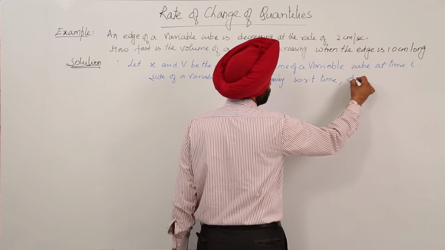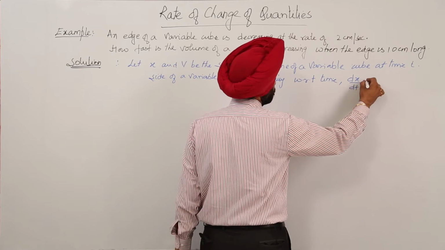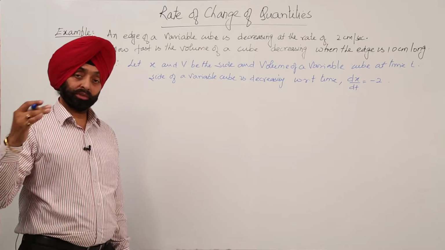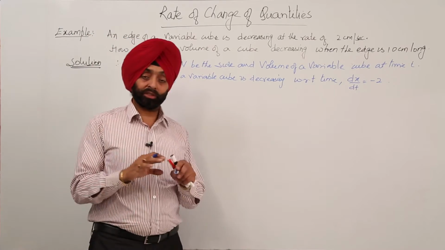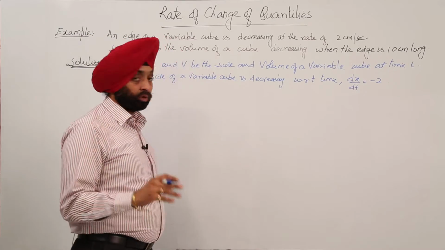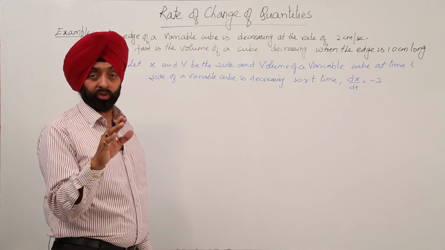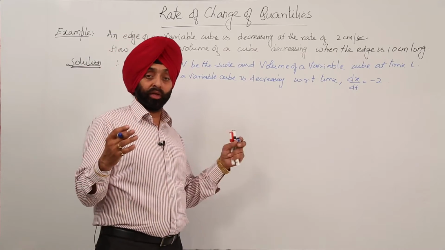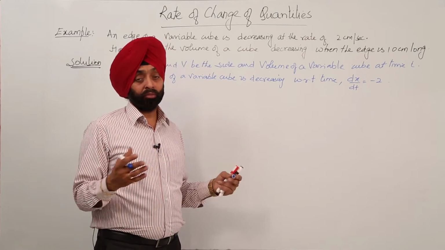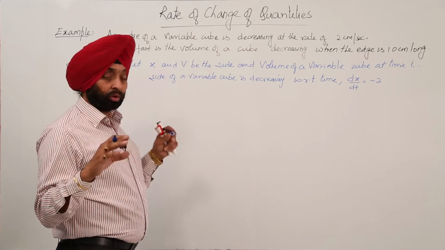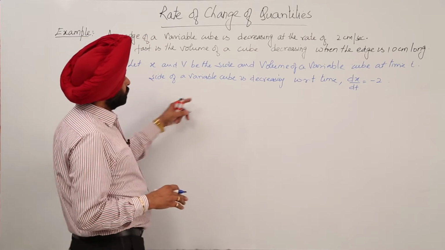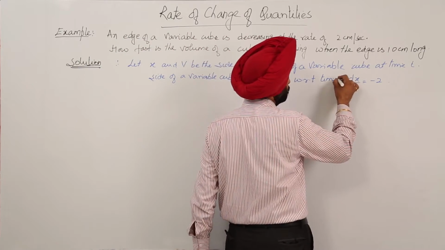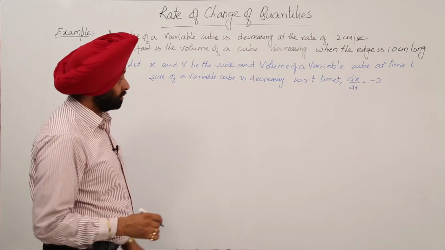Therefore, we can write dx by dt is equal to negative of 2. Now, negative of 2 means the side is decreasing, or you can just write 2. It hardly matters, because the negative is not a participation in the question. If right in the beginning we are taking negative, at the end also it will become negative only. So I will just solve that also. Now, the side of a variable cube is decreasing with respect to time t, dx by dt is equal to negative of 2.